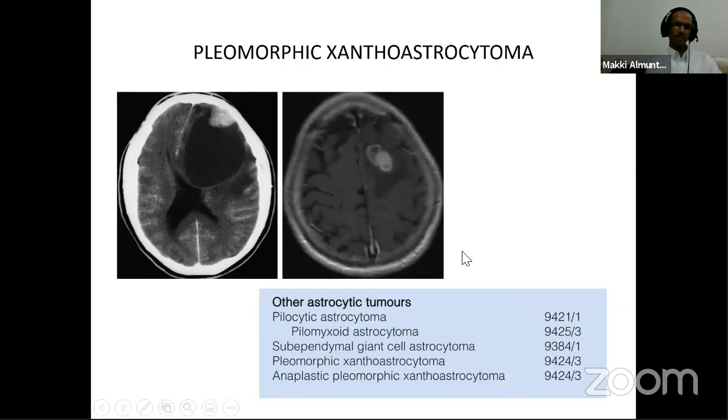Another example of a tumor that has cyst and mural nodule is pleomorphic xanthoastrocytoma, and in the recent classification, it was classified as WHO grade 2, and when it is anaplastic, more aggressive, it is WHO grade 3.